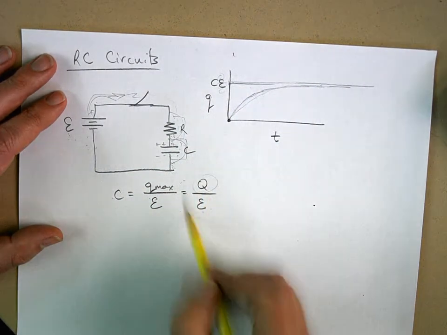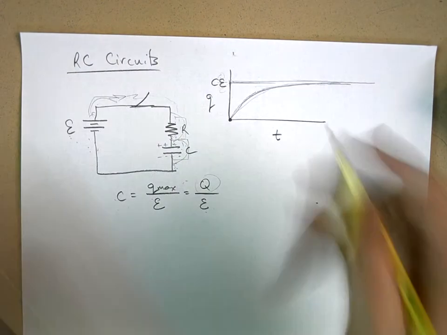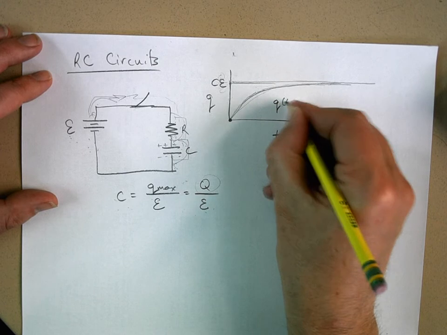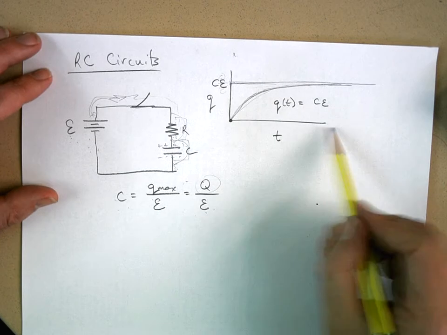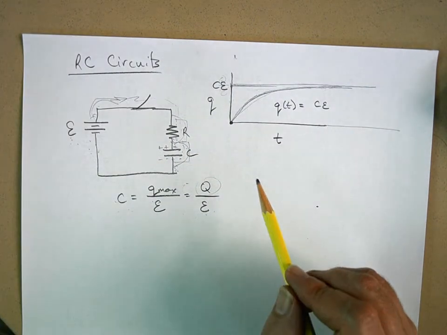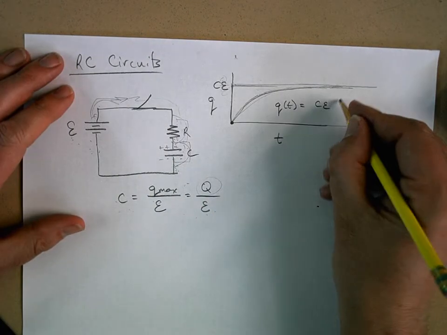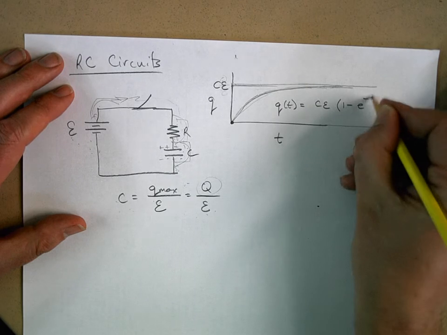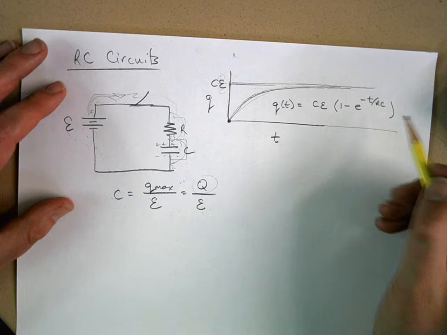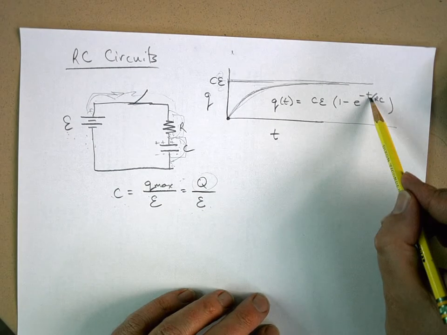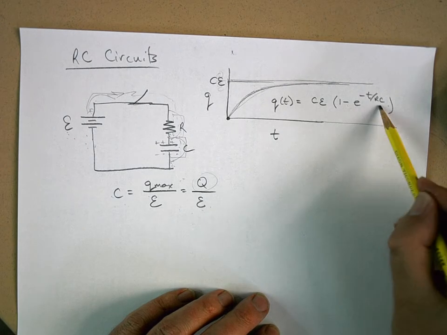It'll approach this. Now just remember, it's always an exponential, so Q is a function of time. And I know it's going to be CE at the maximum. But what I want is when t gets really, really big, I want this to become 1. So 1 minus e to the negative t over RC. If I use this expression, look what happens. T gets really, really big, therefore this whole thing goes to 0. 1 minus 0 is 1. 1 times CE is CE.